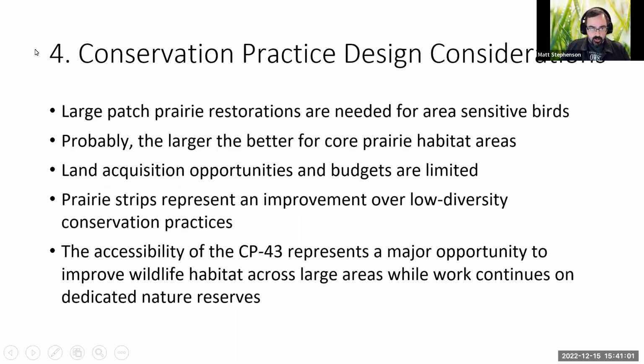Some other general recommendations: large patch prairie restorations, such as those available with a full field CRP enrollment, are still needed for area sensitive birds. And probably the larger those restorations are, the better for core prairie habitat. However, with land acquisition opportunities and budgets being limited, prairie strips do represent an improvement over the low diversity conservation practices that have dominated in past decades. And the accessibility of the CP43 program represents a major opportunity to improve wildlife habitat across large areas, while work also continues on more dedicated larger nature reserves.